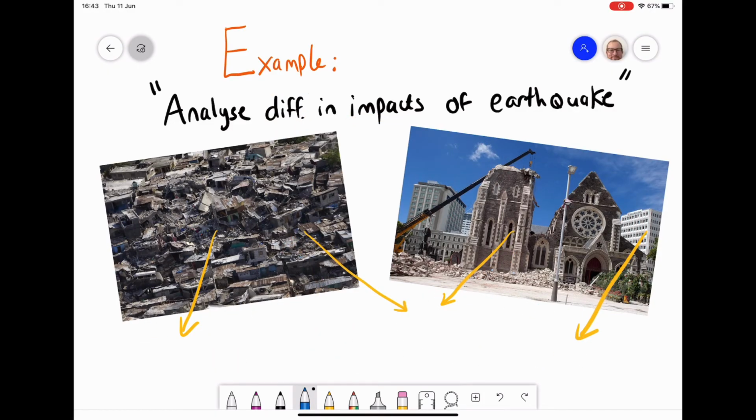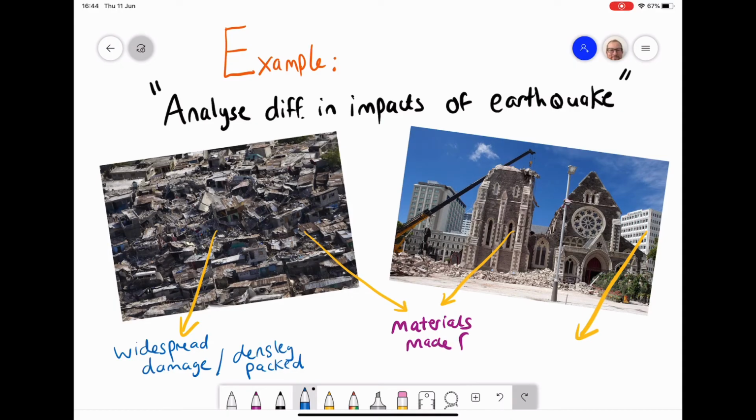So by just looking at these sources for less than a minute, I can see that there are some patterns, some evidence that I might be able to use. I can see that in the picture of Haiti, there's a lot of damage, and that the buildings are very closely packed together, kind of collapsed all on each other. I can see between the pictures there's a difference in the type of materials. We've got corrugated iron and bits of scrap in Haiti, but we've got bricks and mortar here. And I can also see that not all the buildings have collapsed in Christchurch, but actually, in fact, most of the buildings in the picture, apart from the one right in the middle, are still intact.